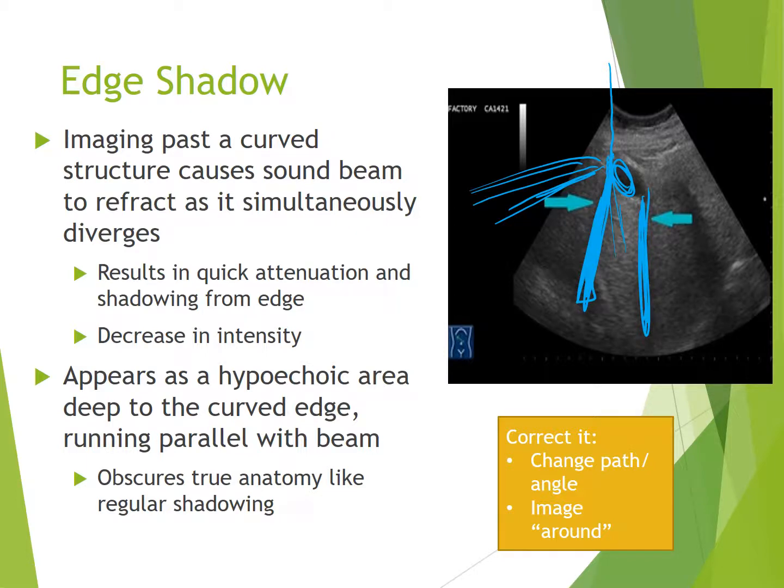Again, it's because sound is simultaneously refracting and diverging, which means that all of a sudden we have a large dropout of intensity of sound. Quick attenuation through there, so we get those shadows. Again, to correct it, we're going to want to get away from those edges of the circular structure by changing our path or our angle, or try to image around it.